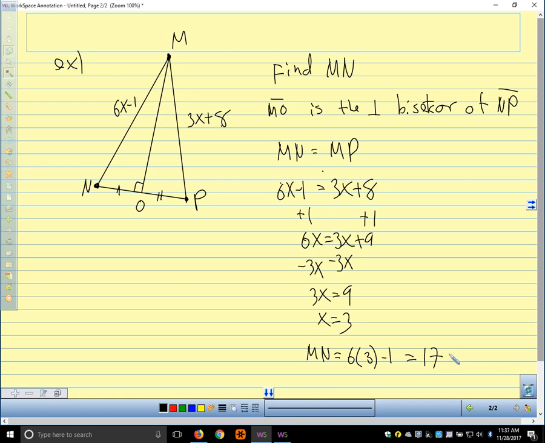What should the length of MP be? It should come out the same, right? We said those lengths are the same. Well, 3 times 3 is 9, plus 8 is 17. So we could check our work that way. Those two should come out the same. So that's an example of the type of problem you might see. All right, questions there?